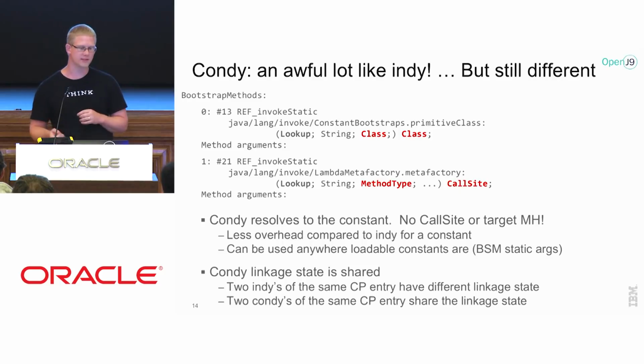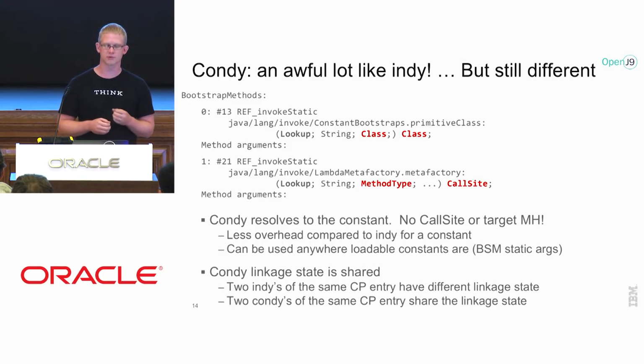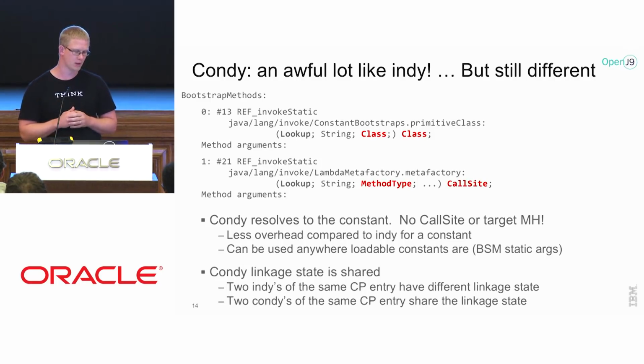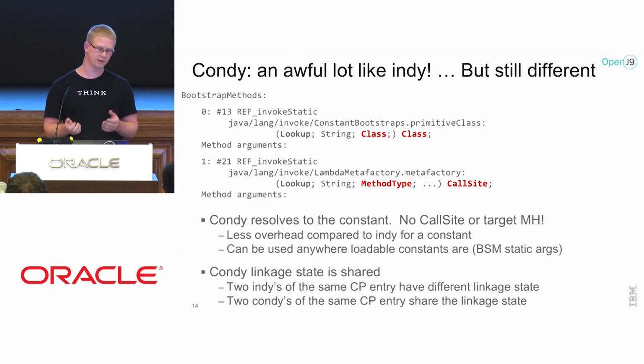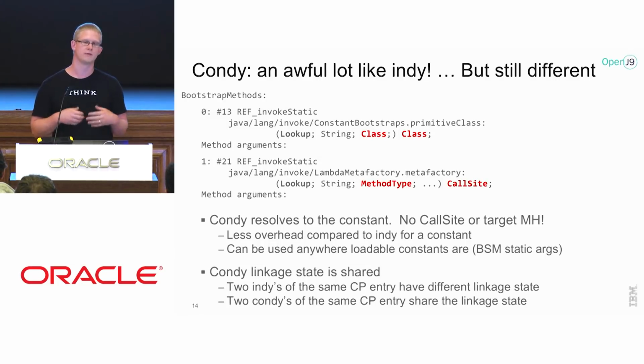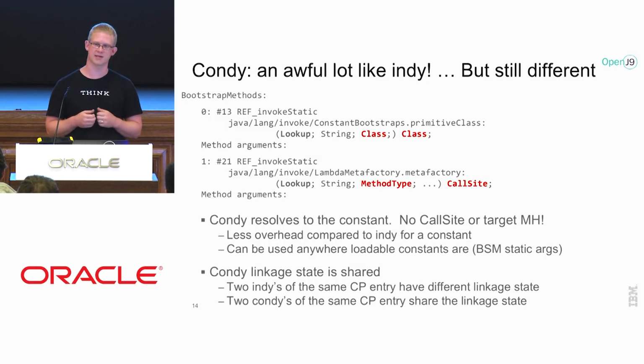Okay? So that Condy, as I said, looks an awful lot like Indy, but there's still some differences here. So on this slide, I'm showing Bootstrap methods for both an Indy and a Condy. The top one is Condy, the bottom one is Indy, and they all start with the same options. They all start with a lookup, right? You need some option or something to be able to use a context to be able to do lookups of methods or whatever you need for the particular caller. They all take a name, which is passed as the string, and then we start to see where they differ.